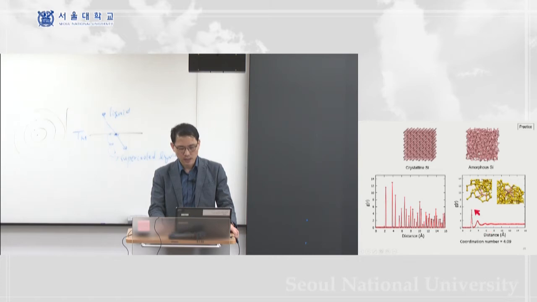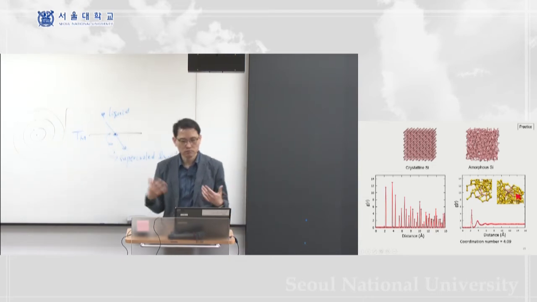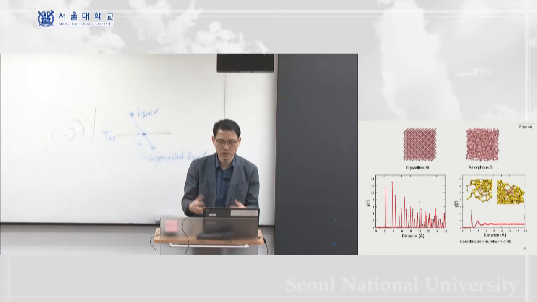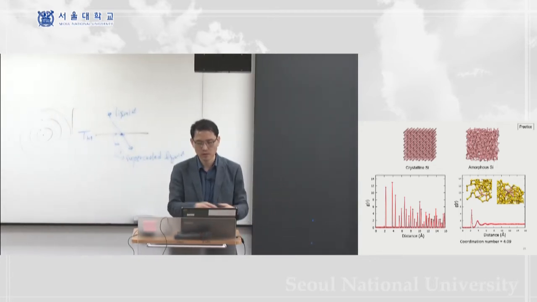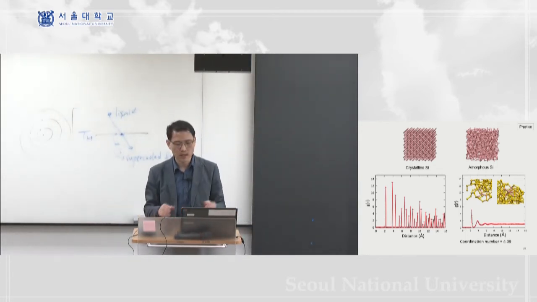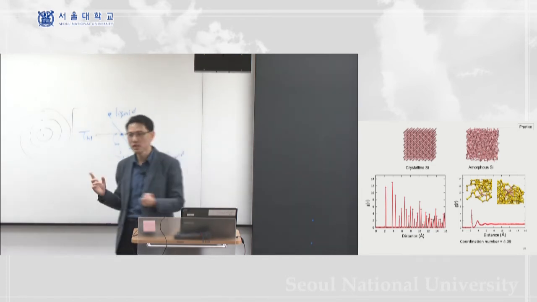And in the amorphous structure, you can see that most atoms have tetrahedral, or fourfold, coordination. But at some defective sites, you have threefold or fivefold coordination. So this is a structural defect in amorphous silicon. This is typical of the amorphous structure: since it is not a crystalline structure, it has some variation, and sometimes you have this kind of coordination defect.